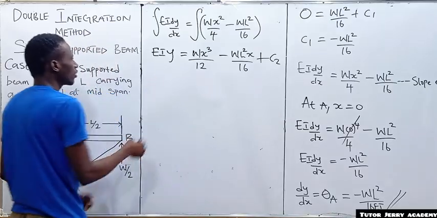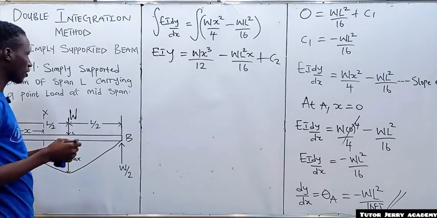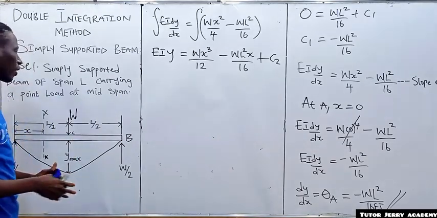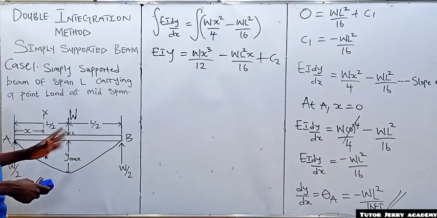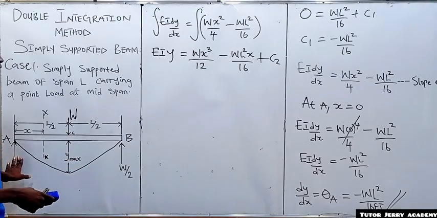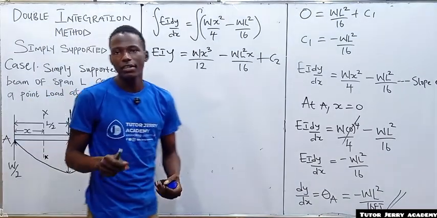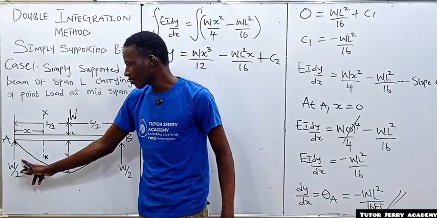Before then we can apply our boundary conditions. Now at A, what are the values? At A, x is equal to 0 and y is equal to 0.